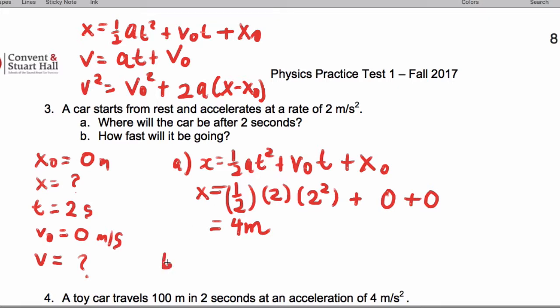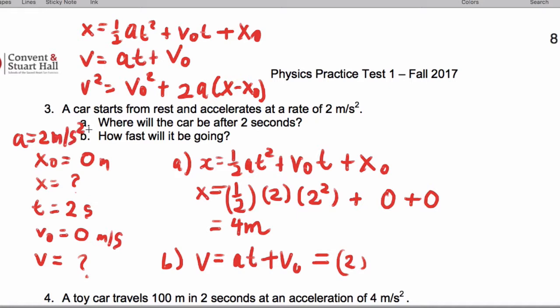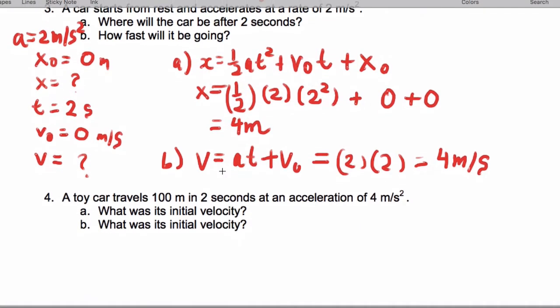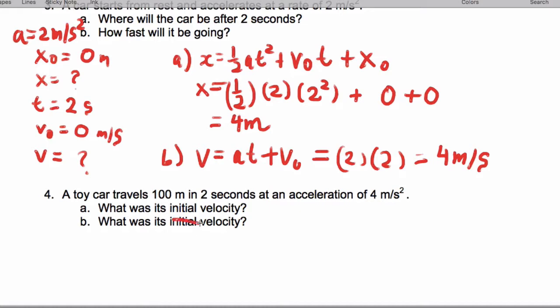Now we want to know how fast it's going. Let's use V is AT plus V naught. When we put in our numbers, that's going to be 2 meters per second squared. I forgot to write that as one of the knowns here. So A is 2 meters per second squared times 2 seconds. And that gives us 4 meters per second. All right, I meant to say final here. We'll go ahead and fix that.